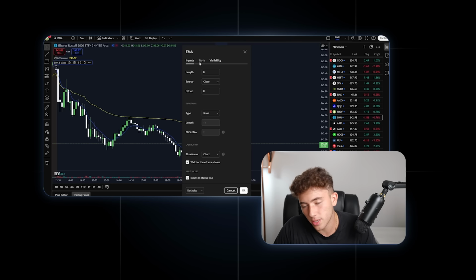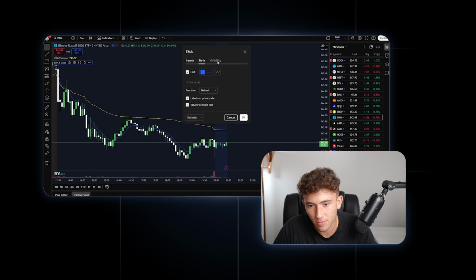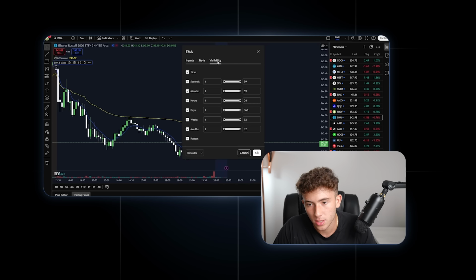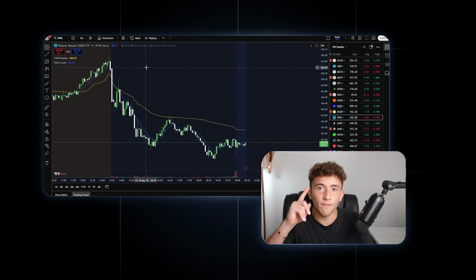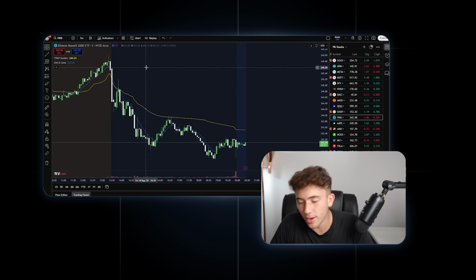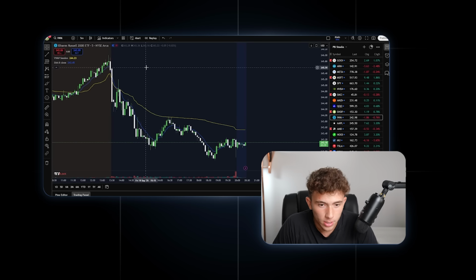So settings, length is 8, source close, offset, all this stuff. Style, I like to keep it blue. And then that's it. Now we have the VWAP and the 8 EMA on our charts. Again, 8 or 9 EMA, you can use whatever. So we have these both on our charts, and these are the two indicators that I use. So now I want to explain what I do with these indicators.